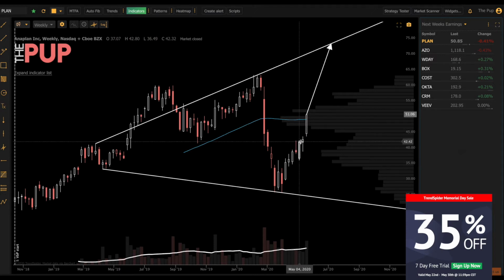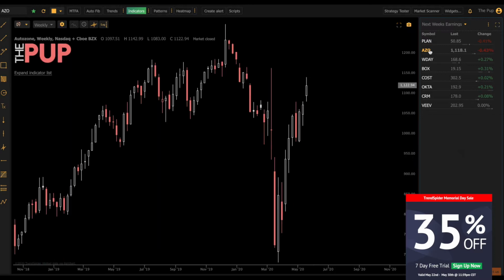Maybe this is priced in. We just don't know. But this would be one way I would approach looking at a particular chart like this. Okay, so let's look at AutoZone.